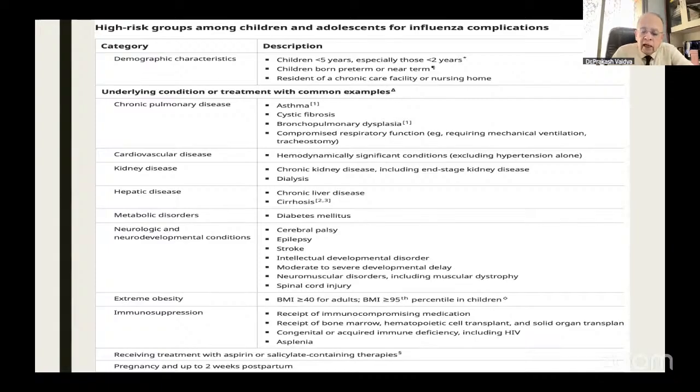Now, Mukesh, Prakash, any one quick comment? If you look at guidelines for asthma, they say maybe a well-controlled asthma does not qualify for the flu shot.